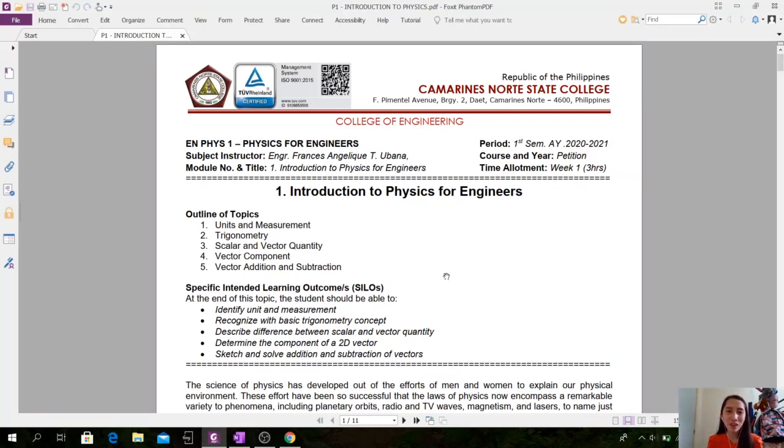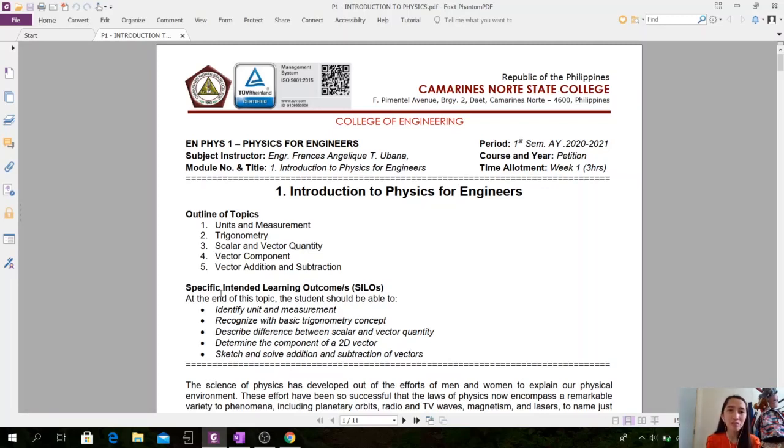So for this week, we'll have the Introduction to Physics for Engineers. This learning material is now available on your learning management system. This material includes topics such as units and measurement, trigonometry, scalar and vector quantity, vector component, and vector addition and subtraction. Since physics is a quantitative science, we'll have a lot of computations and calculations in this subject.